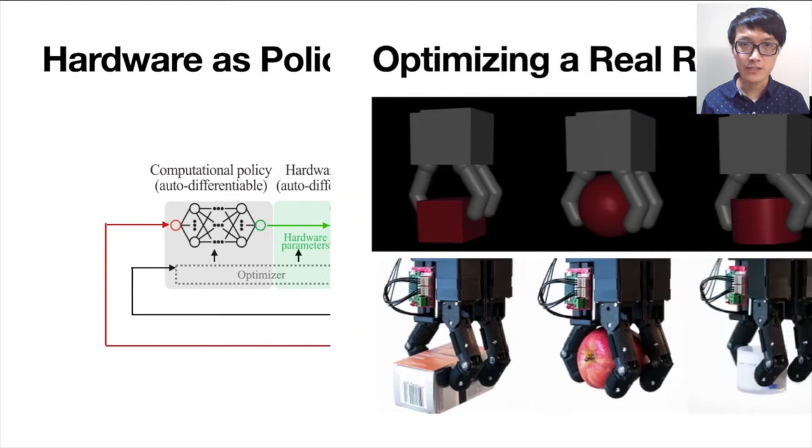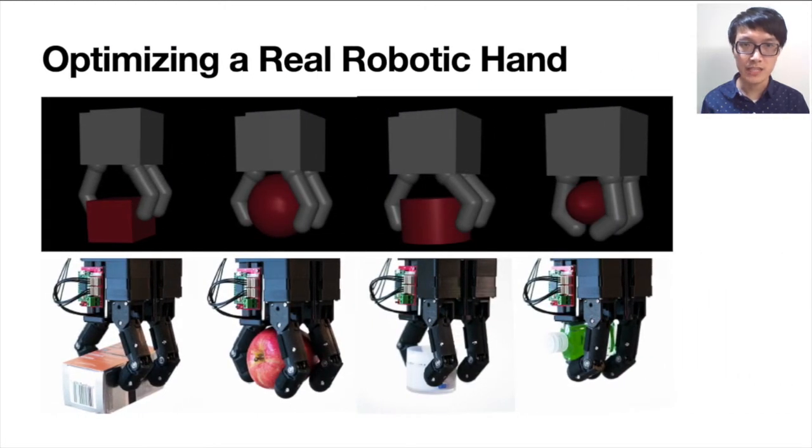Next, I will give the stage to Zhan Peng to talk about our design examples to co-optimize the mechanism and control of an under-actuated hand.